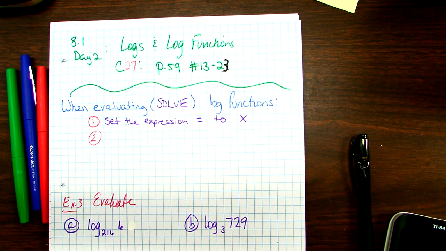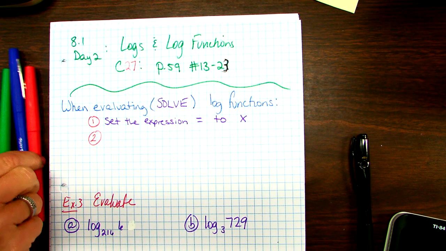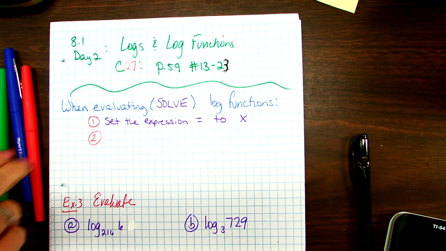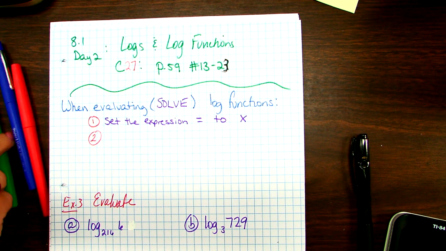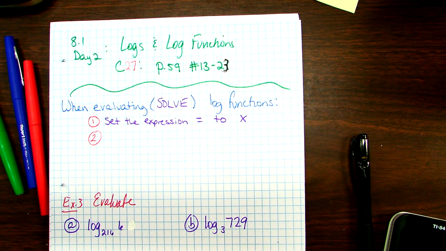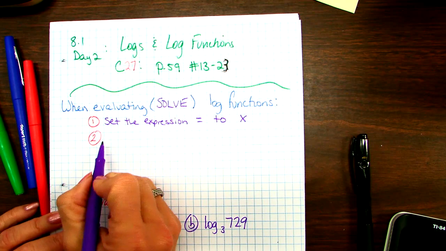So you're going to set it equal to x and make it an equation. And then you rewrite it in its other form. I think I told you guys yesterday that that's going to be part of the directions a lot. Rewrite it in its other form. So if it's currently in log form, you'll write it in exponential form. If it's in exponential form and I say rewrite it in its other form, you would write it in log form.